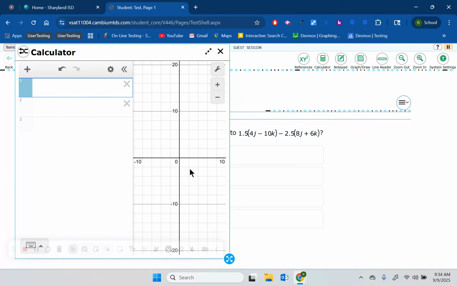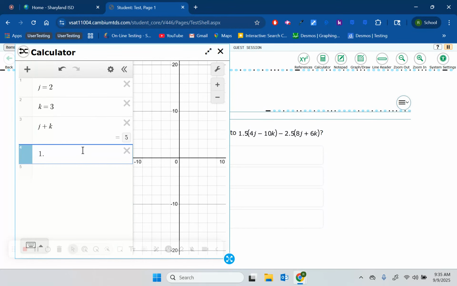You guys ready? You're going to go J equals 2. Enter. K equals 3. That's called plug in a number. No zeros, no ones. If I tell you what is J plus K, I should get 5. And there it is. There's my 5. You see that? Because 2 plus 3 is what? 5.